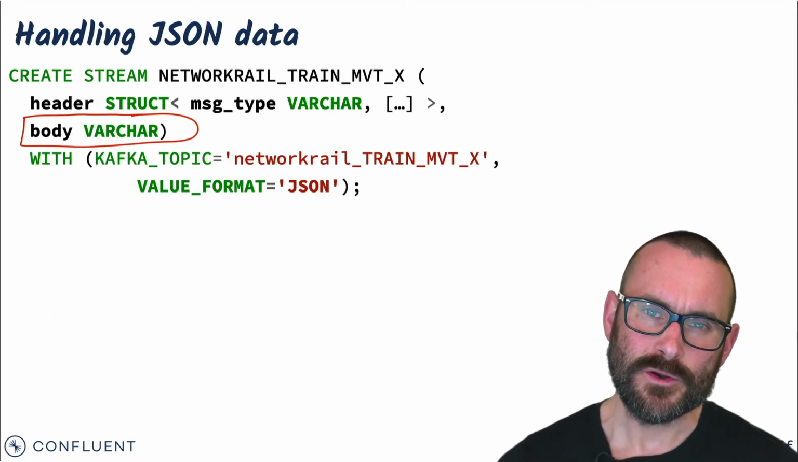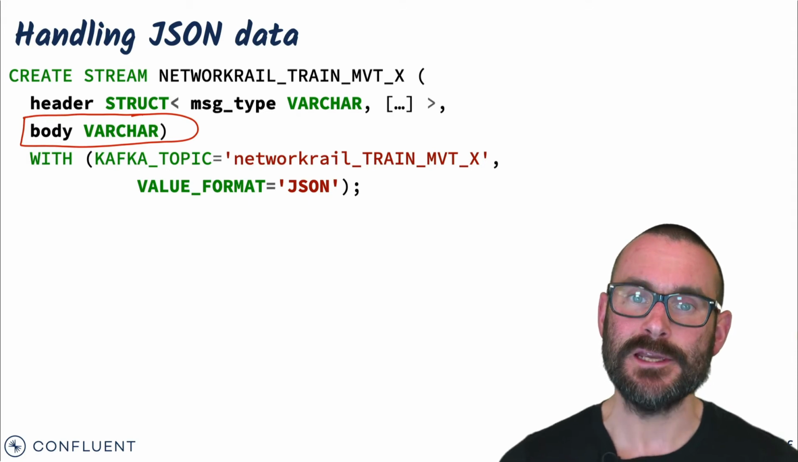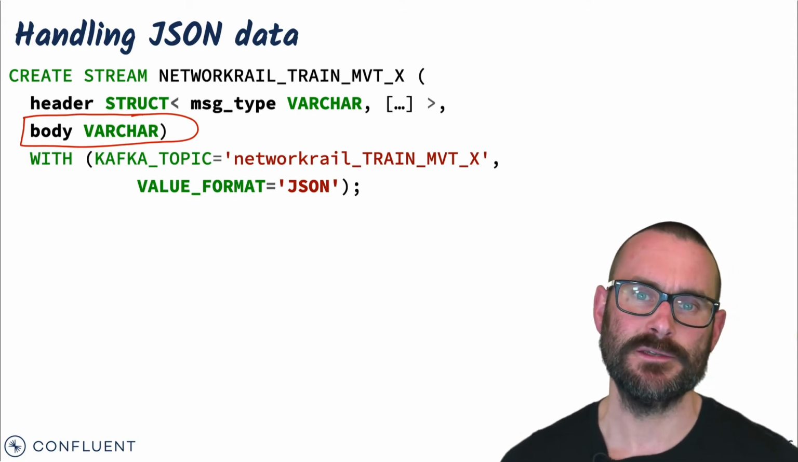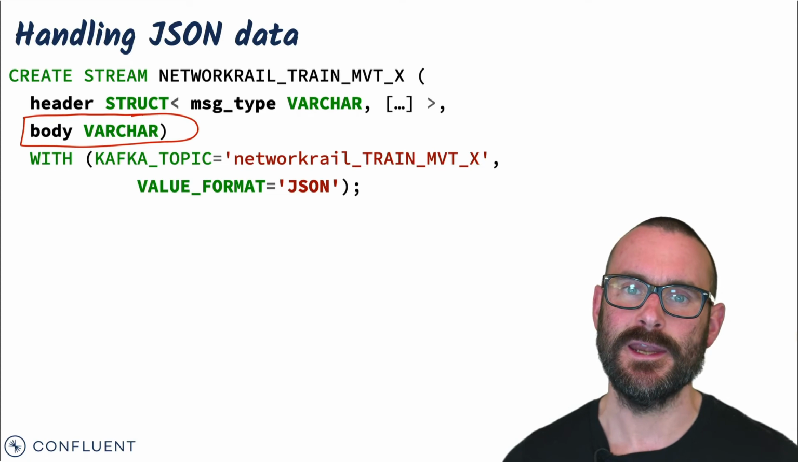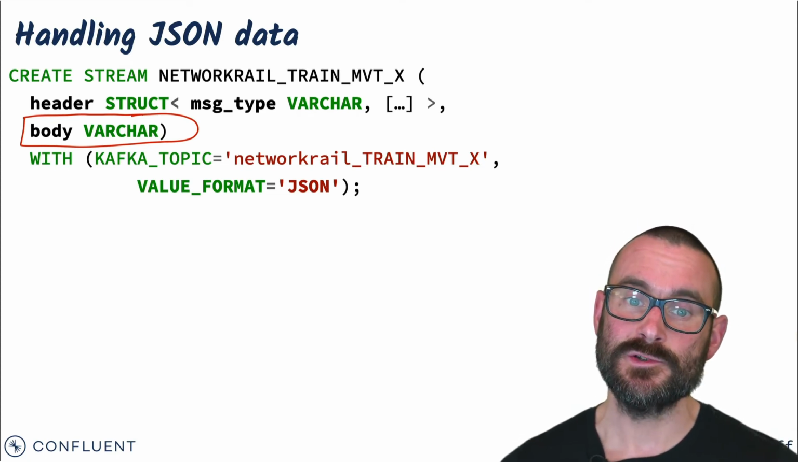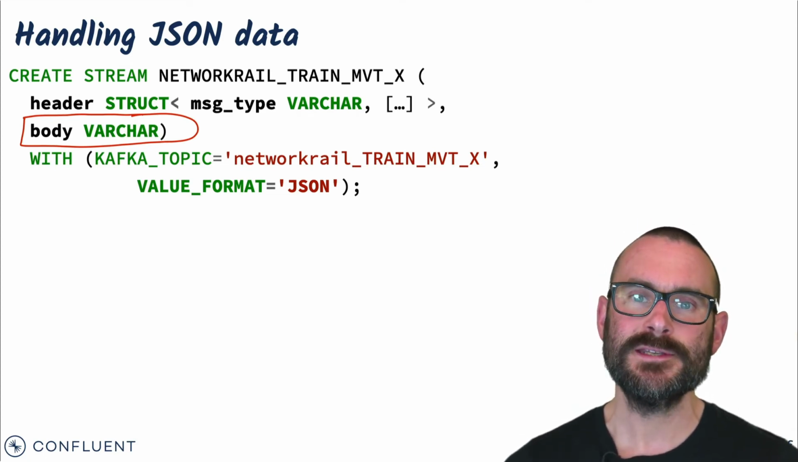Sometimes though, we don't actually want to do that declaration immediately up front. We perhaps want to defer that. So the first statement you can see on the screen here, it says it's going to create a new stream, and it says the body, we're just going to say it's a varchar.